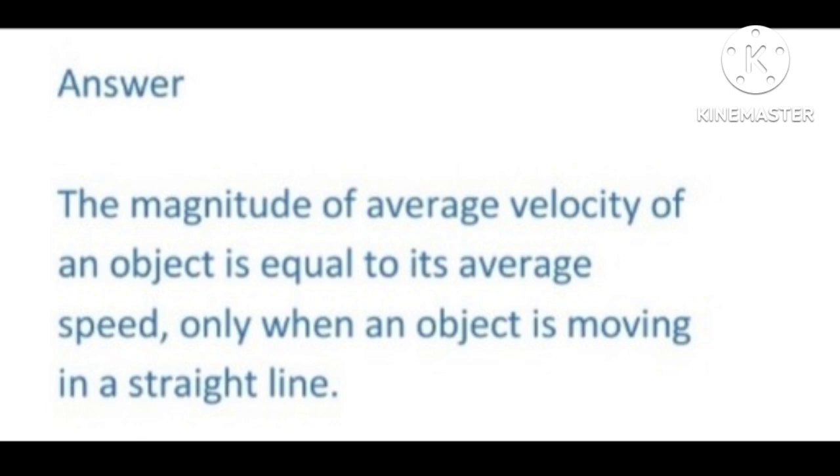From our exam point of view, no need to write all the explanations. I just mentioned this to understand the concept. We have to write only this: the magnitude of average velocity of an object is equal to its average speed only when an object is moving in a straight line. Okay, hope it is clear to you.